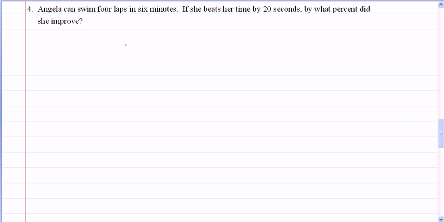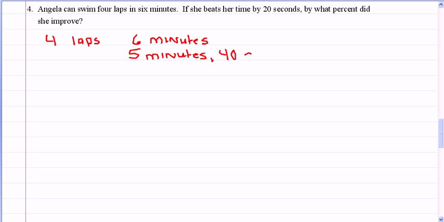In number 4, Angela can swim 4 laps in 6 minutes. So let's say 4 laps in 6 minutes. If she beats her time by 20 seconds, that means that she's now swimming for 5 minutes and 40 seconds. By what percent did she improve?